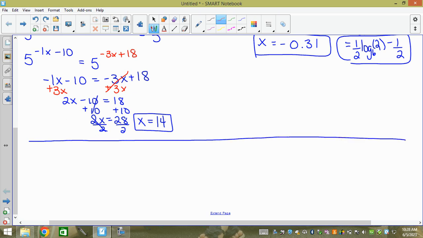Here's 2 more. Number 3 is when I give you 4 to the x plus 3 equals 3 to the 2x minus 1. Can I make common base? Is there only one exponent? No, so I can't make common base. I can't convert to a log. What do I have to do? Log base 10, both sides. Correct? Okay, that's number 3.